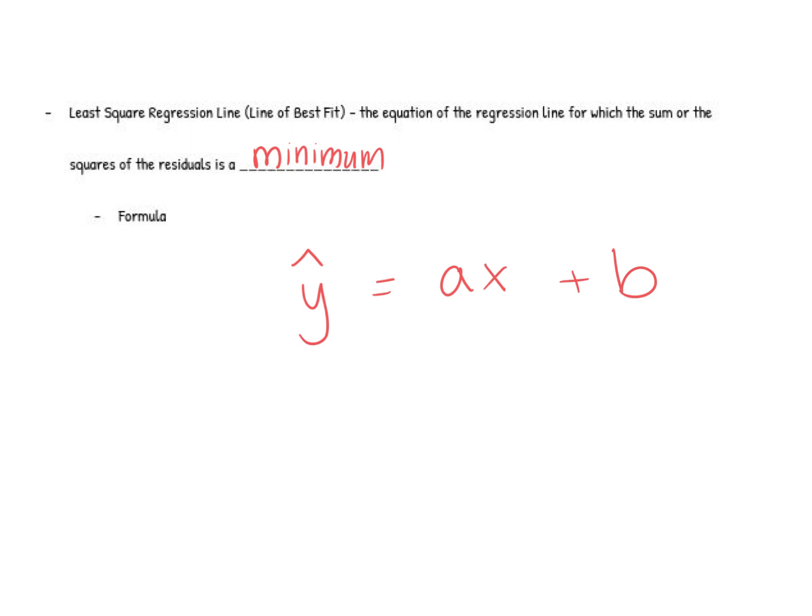So our formula is y hat, we call that y hat, equals ax plus b. Y hat is our predicted value. A is our slope. And b is our y-intercept. You'll notice this looks a lot like y equals mx plus b, the basic linear formula.